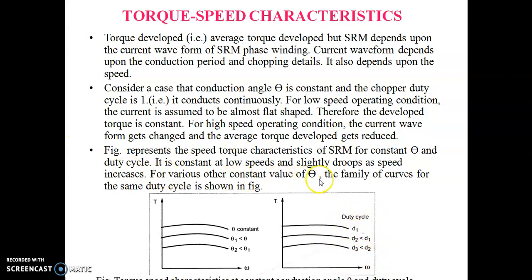For other constant values of theta, the family of curves for the same duty cycle is shown in the figure. These characteristics are torque versus speed for different values of conduction angle, and torque versus speed for different values of duty cycle.